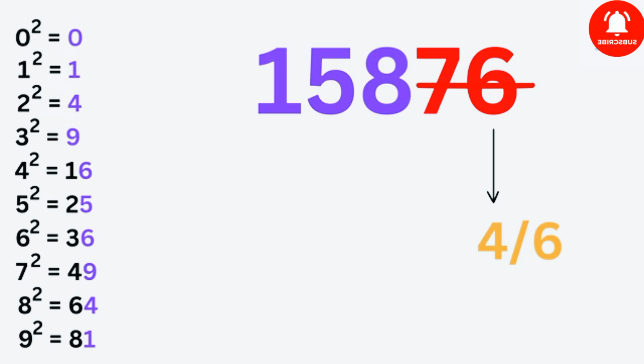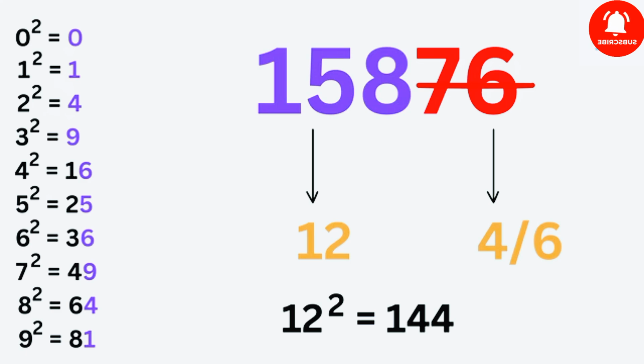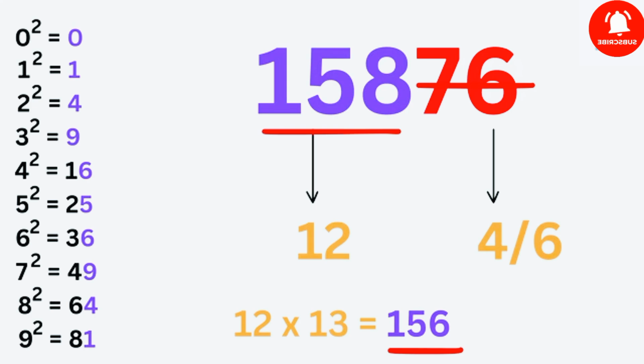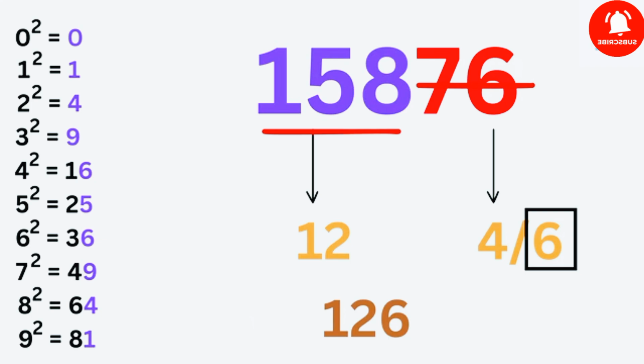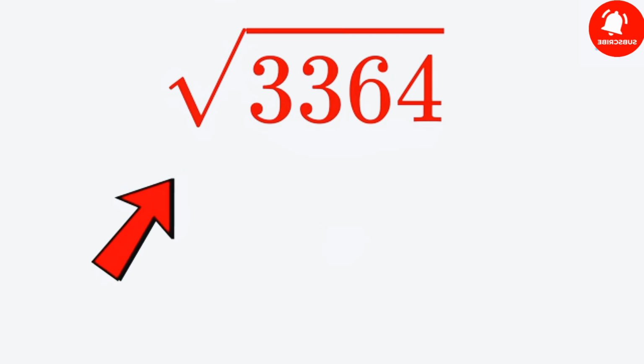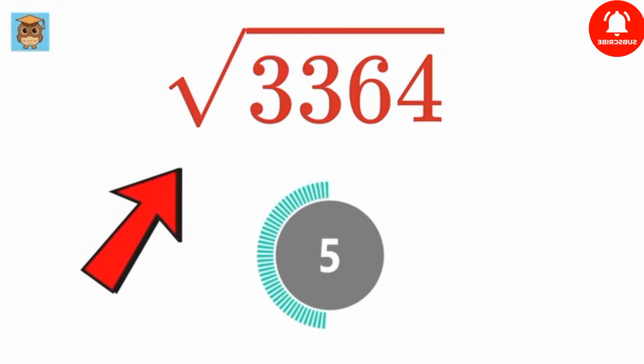Then cancel out the last two digits. Now find a square which is just below or equal to 158, which is 144 or 12 square. Then 12 times 13 equals 156. 158 is greater than 156, and thus we choose 6. So the answer is 126. Amazing! Isn't this cool? Now, can you quickly tell me in 5 seconds what is the square root of 3364?